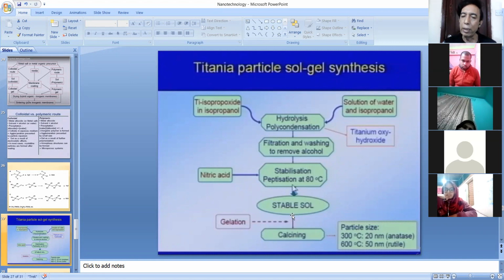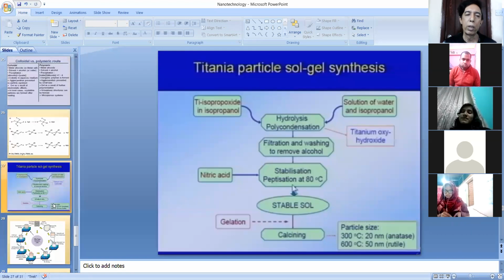Now, this calcination temperature: at 300 degrees centigrade you will get 20 nanometer titanium. If you heat it to 600 degrees centigrade during calcination, you will get 50 nanometer size titanium. These are called anatase and rutile forms of titanium. You can see it here.